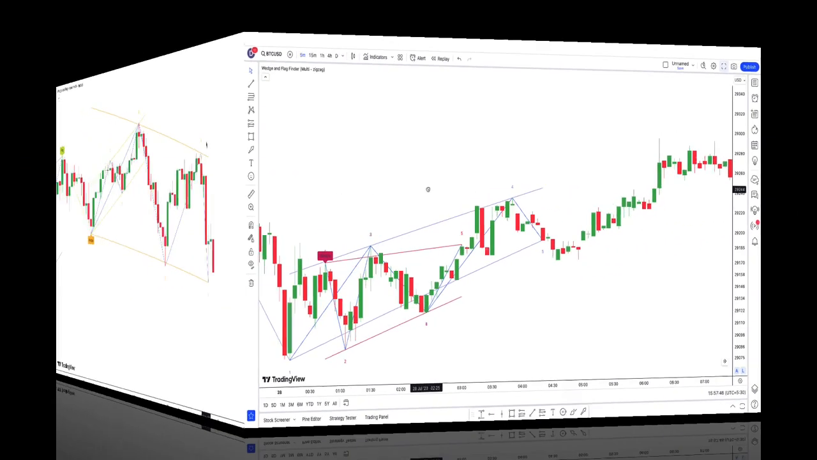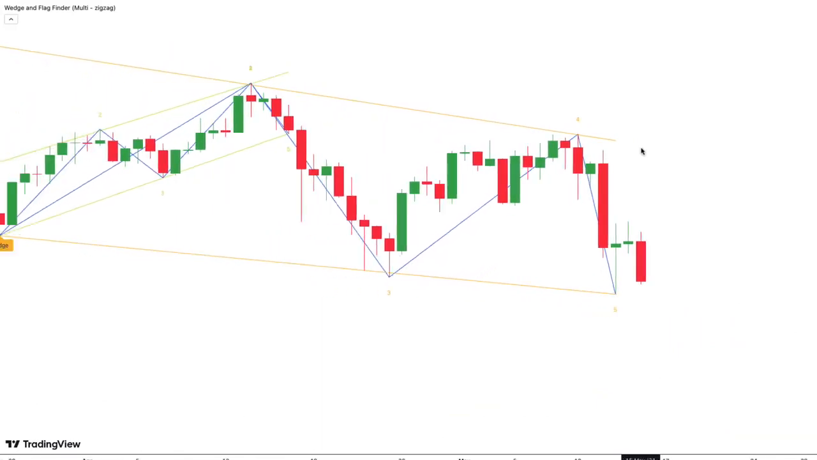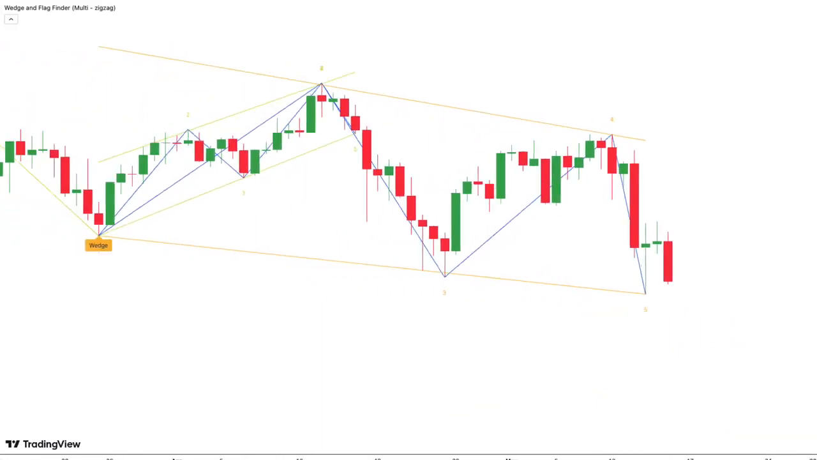This indicator helps us detect three patterns. The first of which is the rising wedge. A rising wedge is a bearish chart pattern characterized by converging trend lines that slope upward. It consists of higher swing highs and higher swing lows, with the price moving within a tightening range. This pattern suggests weakening momentum and potential reversal, often leading to a bearish price movement.